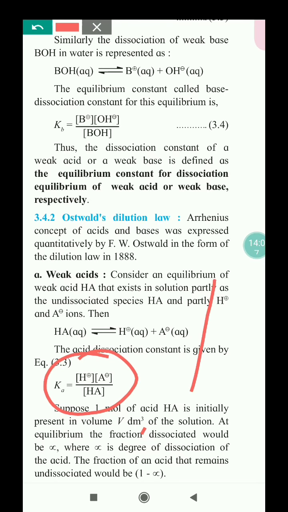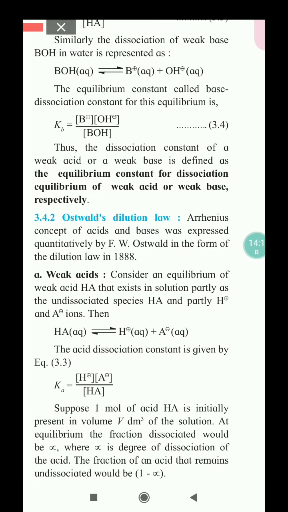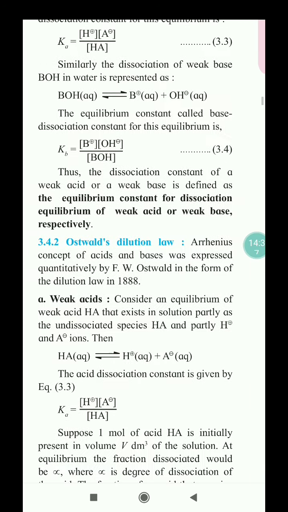So students, this Ka is equal to H positive into A negative divided by HA. Suppose 1 mole of acid HA is present in V dm cube of solution. At equilibrium, the degree of dissociation is alpha, that is, the fraction dissociated will be alpha. The fraction of acid that remains undissociated is 1 minus alpha. How? That is, 1 mole of acid is initially taken. Alpha is the degree of dissociation.